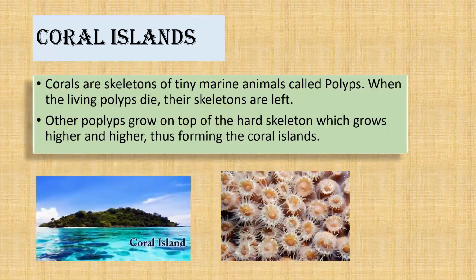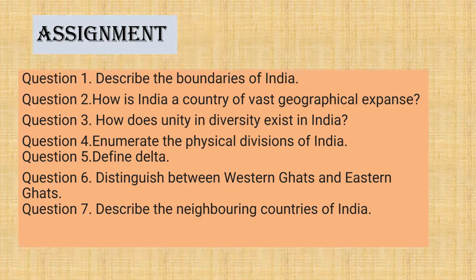Class, do you know about corals? Corals are the skeletons of tiny marine animals known as polyps. When the living polyps die, only their skeletons are left. And the other polyps grow on top of their hard skeletons, which grow higher and higher, and thus finally they form the coral island. So class, this was all about this chapter.